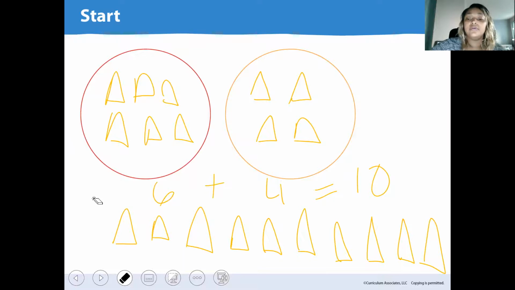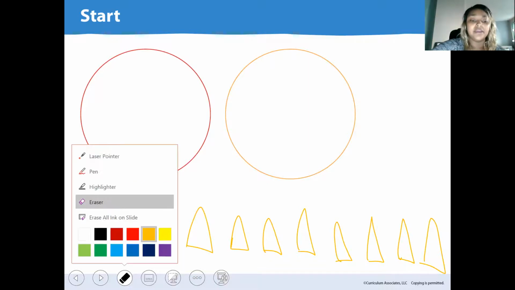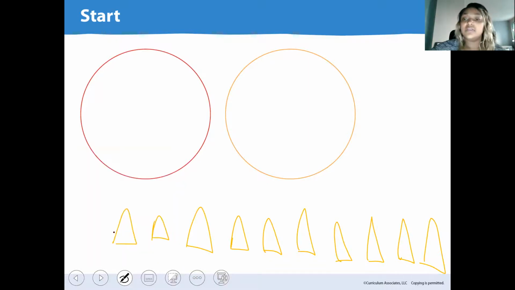Now, this is what Mrs. King means when she says, let's try another way. Let's try another way. So we know we're still working with 10 triangles, right? So we know I'm gonna move my thing here. Okay, so we know 6 plus 4 equals 10, right?